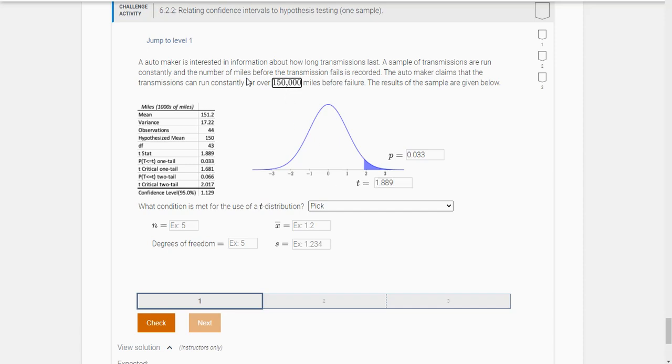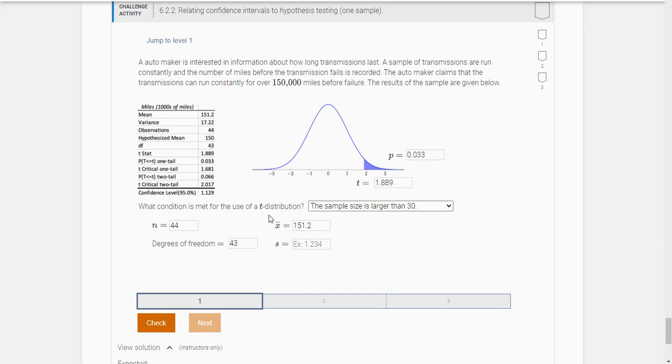It goes on to say, what condition is met for the use of the t-distribution? Do you see where it says observations of 44? The sample size is larger than 30 because there are 44 observations, so that works. What is the sample size? That's the 44. What is X bar? That's the mean, 151.2. What is the degrees of freedom? Look where it says DF, 43. That's your degrees of freedom.